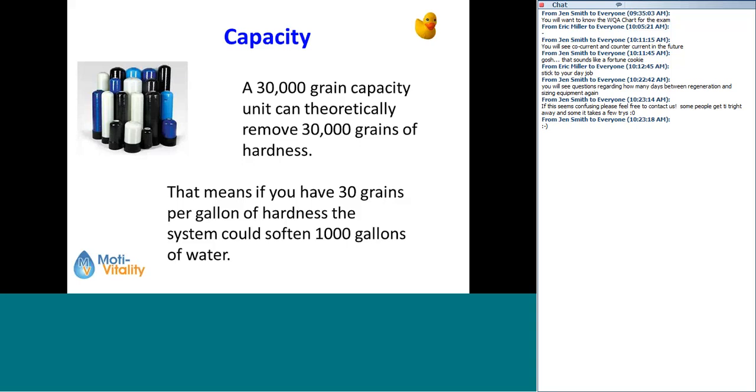If you have a 5-gallon bucket, what's the capacity of a 5-gallon bucket? It's 5 gallons. So if you have a 30,000 grain capacity unit, the capacity is 30,000 grains. Okay, so if you have 30 grains, you can soften 1,000 gallons of water. It's grains per gallon, grains per gallon.